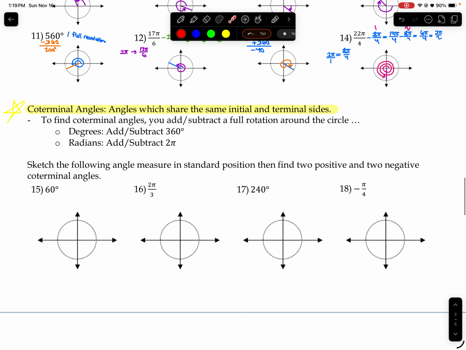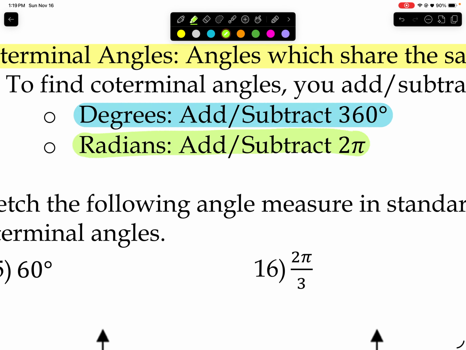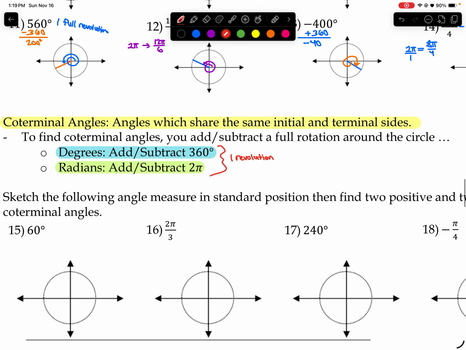So with that, in order to find coterminal angles, if you're in degrees, you're going to add or subtract 360. And if you're in radians, you're going to add or subtract 2 pi. Which, remember, is just a fancy way of saying 1 revolution, 1 full rotation, however you want to say it.